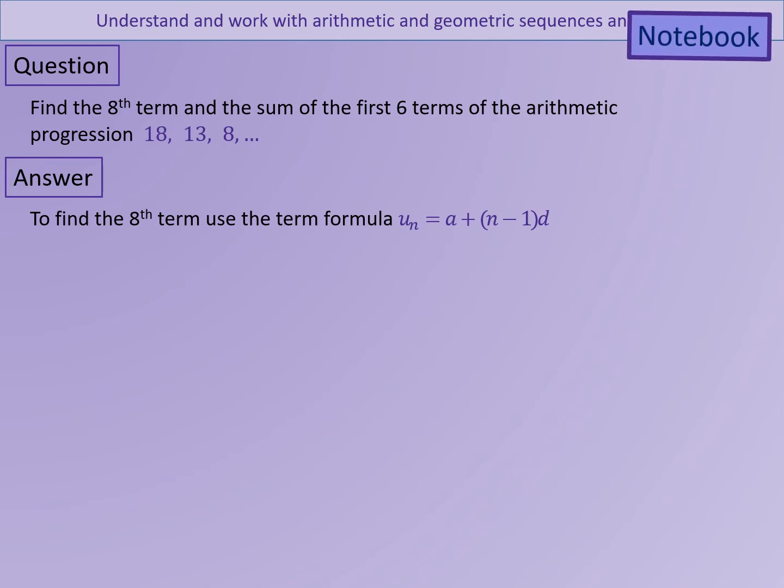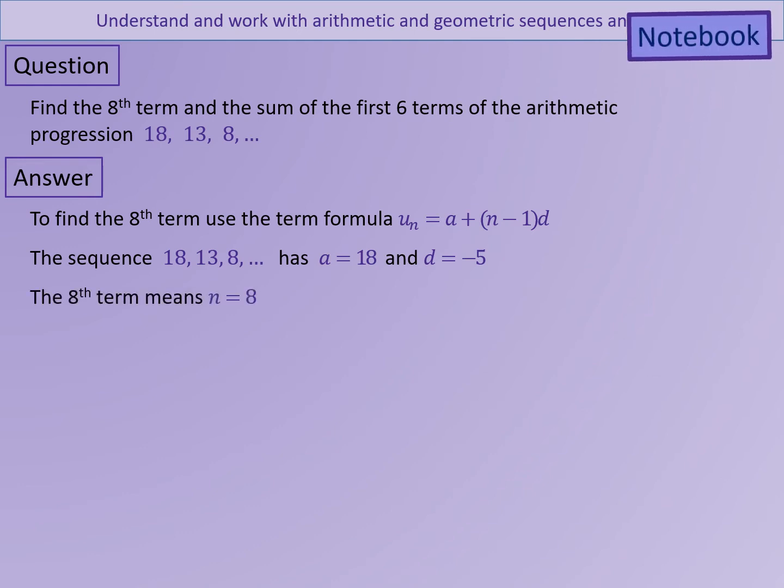So to find the 8th term, we're going to use the nth term formula, which was un equals a plus n minus 1 d. We can see from the sequence that a is 18, that's the first term, and d is minus 5 because the terms are going down by 5 each time. We're going to use n equals 8, which means that n minus 1 will be 7, so a plus 7d. When we substitute these numbers in, we get that the 8th term, u8, is 18 plus 8 minus 1, or 7, times minus 5. This gives us negative 17.